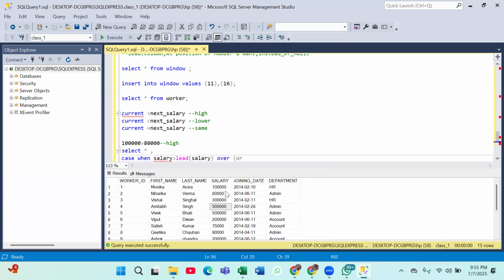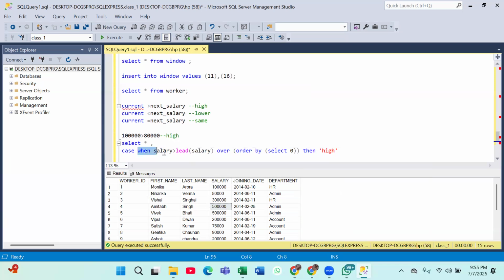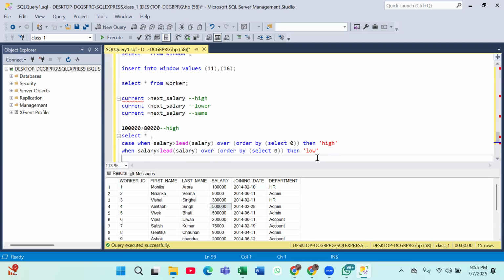Over, I don't want to order it, so order by select 0. Then what do I have to give? If it is greater, then what do I have to give? I have to give high. Am I correct, everyone? Yes. Similarly, if it is smaller, then I'll give low. And for my last condition, that can be same. I'll write same. And I will end my syntax also.